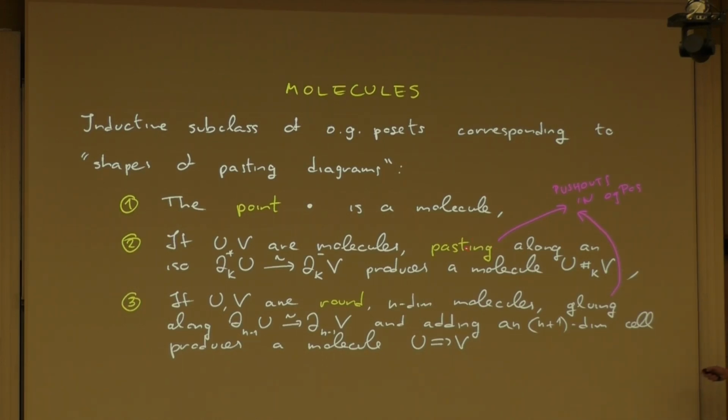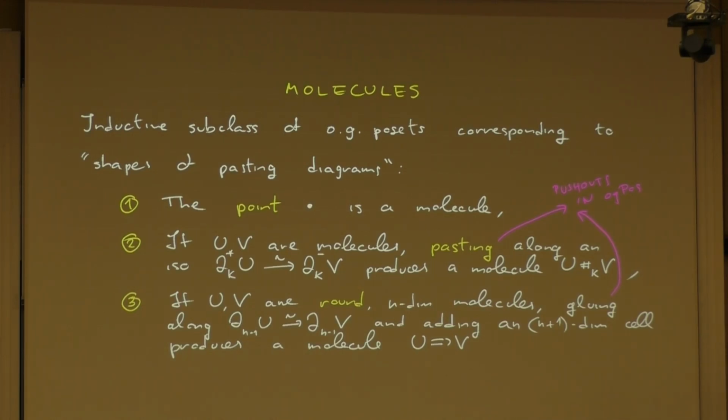So this is saying that gluing two molecules along some isomorphisms between the target k-boundary, or let's say output k-boundary, of one and the input k-boundary of the other, which is a globular pasting, will produce also a molecule.